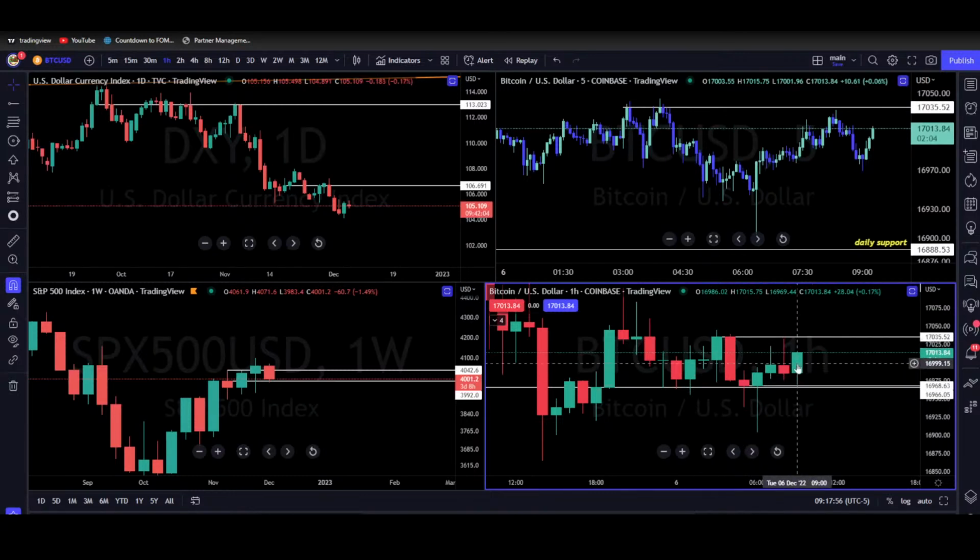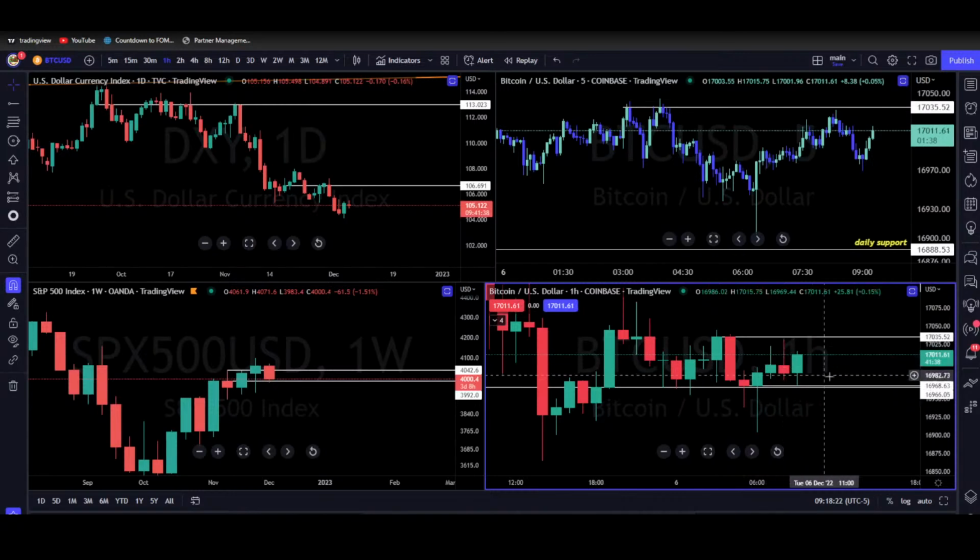So hopefully on the open, this thing will come back down and at least test support, or at the very least test the close of this candle. If it does, we can get long, and we can use this wick right here to manage our risk upon. All right, so that's what we're going to kind of wait on here.